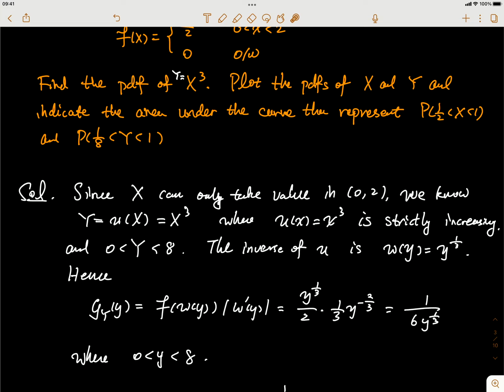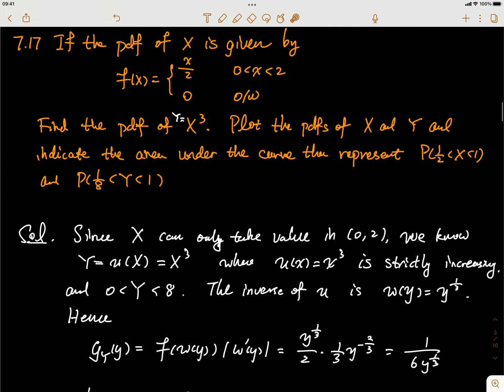Because x can only take a value between 0 and 2, that's the support of the PDF. So x can only be between 0 and 2, so x cubed can only be between 0 and 8. That is one thing that we know. On the other hand, I define the function u of x to be x cubed. That essentially means y is just equal to u of x, so u of x is defined as the cubic function.